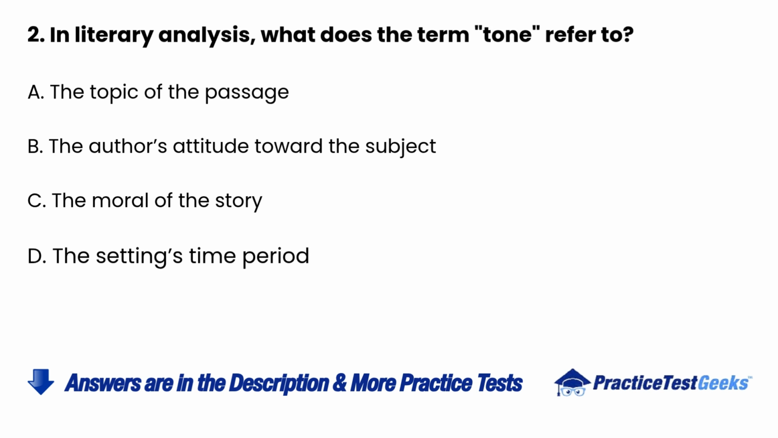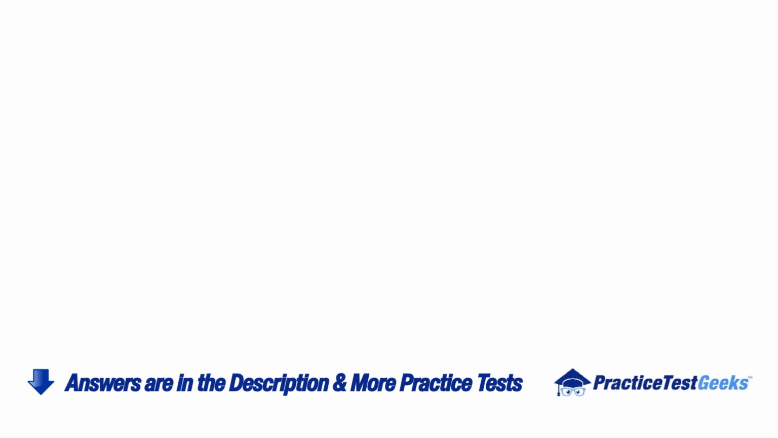2. In literary analysis, what does the term tone refer to? A. The topic of the passage. B. The author's attitude toward the subject. C. The moral of the story. D. The setting's time period.